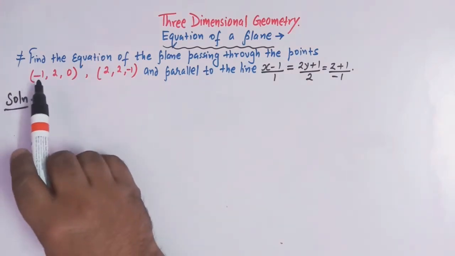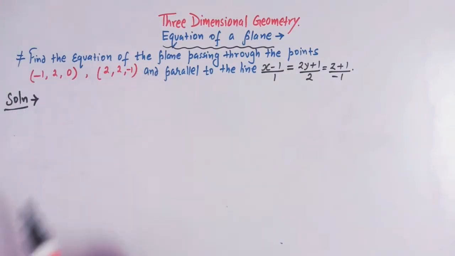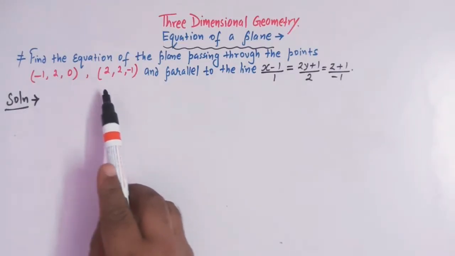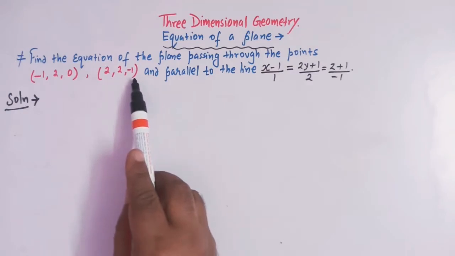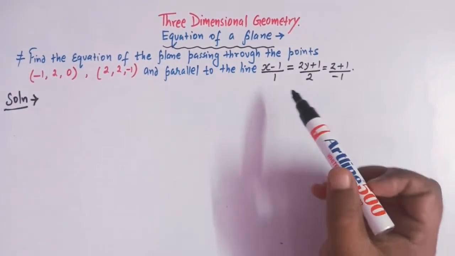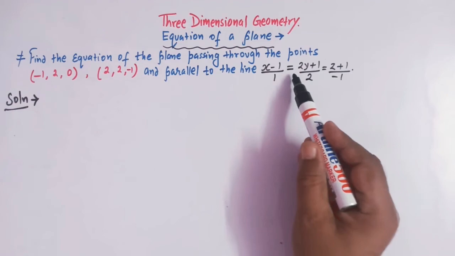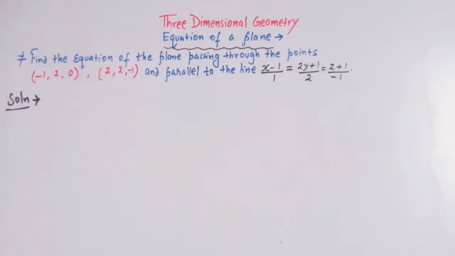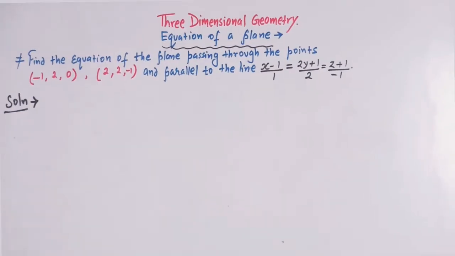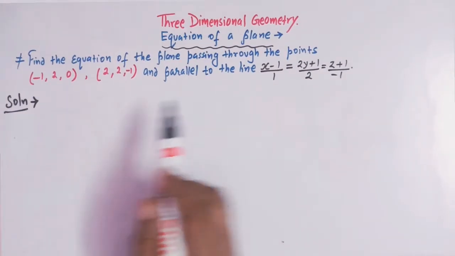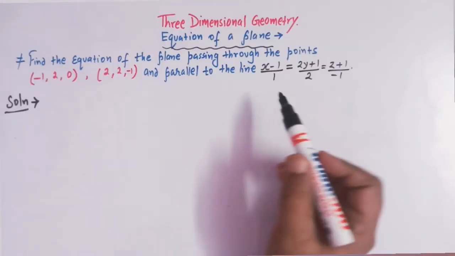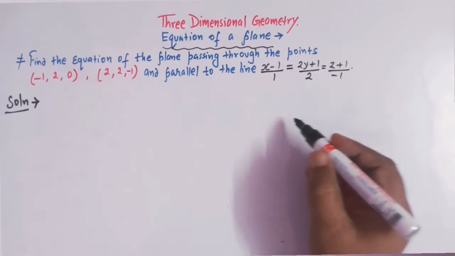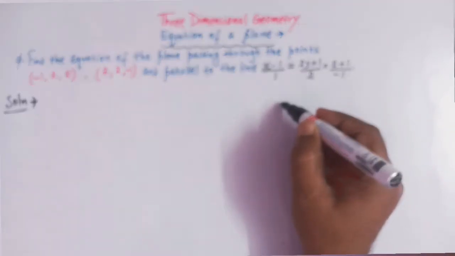So here the problem is: find the equation of the plane passing through the points (-1, 2, 0) and (2, 2, -1) and parallel to the line (x - 1)/1 = (2y + 1)/2 = (z + 1)/(-1). So here we are given 2 points and the equation of a line, right? So here we have to find the equation of a plane.